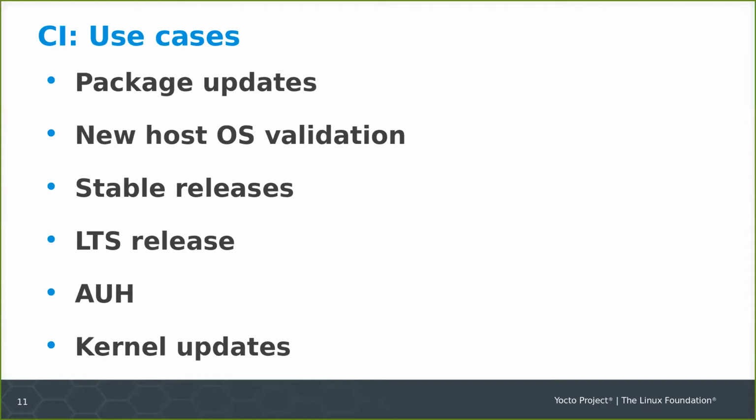The use cases that we use the Autobuilder for is when we get package updates. This is where we check things out. If there's a new host that gets added as things evolve, as we drop off old hosts, we add new hosts. We use this to do validation. It helps us validate it. It's used for stable releases, the LTS release, and recently we've added the AUH. If people aren't familiar with that, that's the auto update helper.